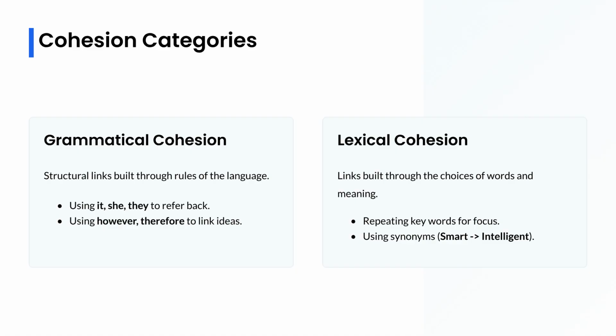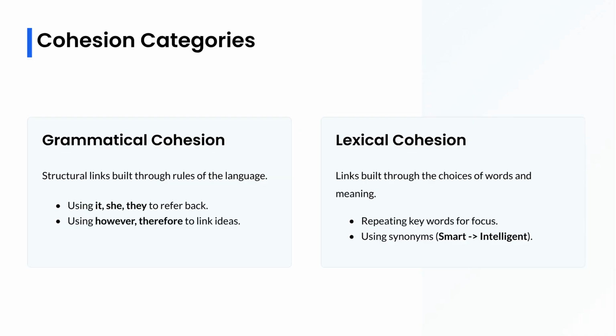Cohesion divides into two categories. Grammatical cohesion uses structural links like pronouns or conjunctions. Lexical cohesion involves word choice, like repeating key words or using synonyms to build meaning.